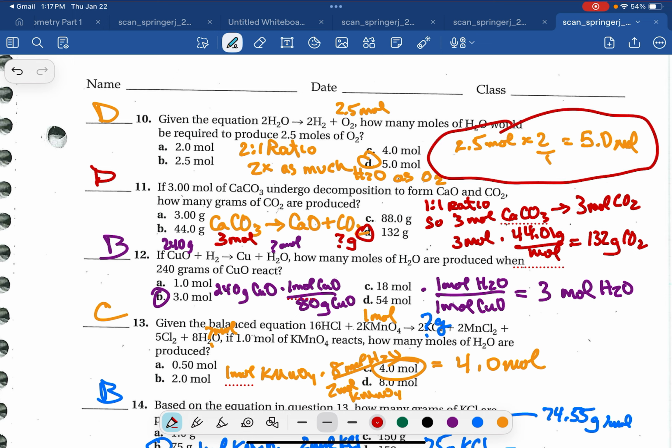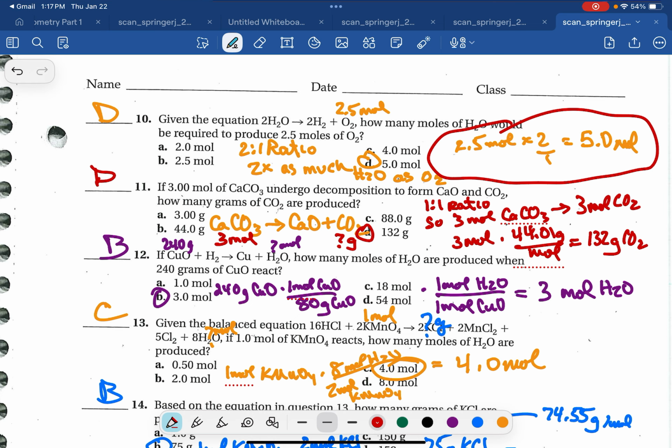Number 11, but on these multiple choice, you're not showing work, so however you get it. Number 11, 3 moles undergo decomposition. How many grams of CO2? So we're going from moles to grams. You've got 3 moles of CaCO3, and we want to know how many grams of CO2. Again, it's a 1-to-1 ratio between the two. So if we have 3 moles of CaCO3, we've actually got 3 moles of CO2 also. So we just multiply the 3 moles of CO2 by the molar mass. I got 132 grams of CO2, letter D.